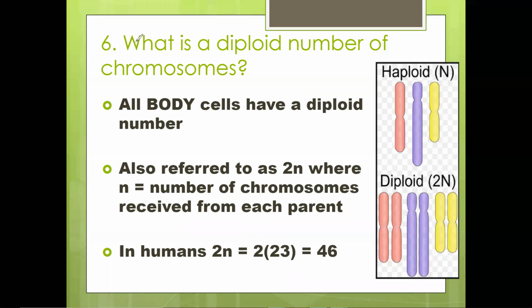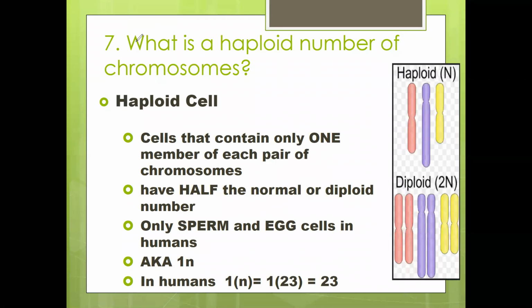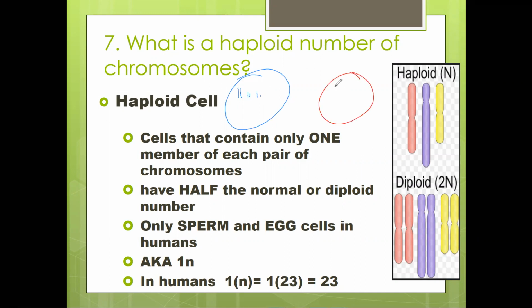But haploid cells, on the other hand, are cells that only contain 1 of each pair of chromosomes. Whereas a diploid cell had 2 of chromosome 1, 2 of chromosome 2, 2 of chromosome 3, so on and so forth, your haploid cells are only going to have 1 of chromosome 1, 1 of chromosome 2, 1 of chromosome 3, and so on and so forth. Those are your sex cells. Those are your sperm cells and your egg cells.